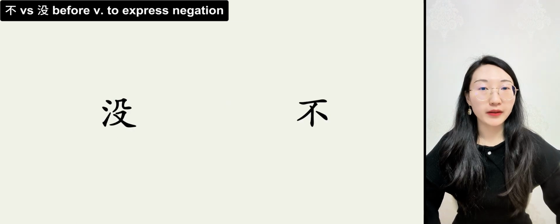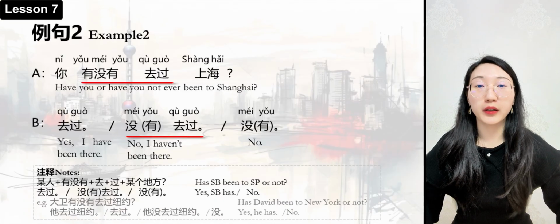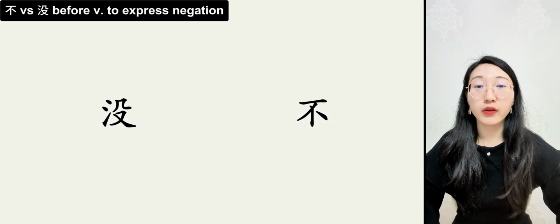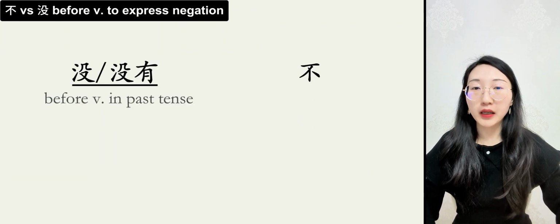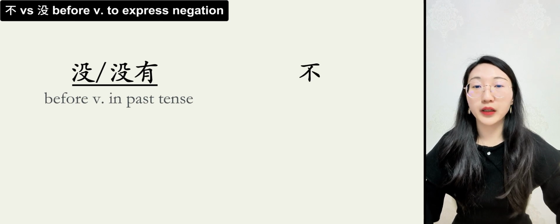And here's a little supplement. Since we have learned another adverb, 没, in class 7, which is also used before verbs to mean negation, it's important to know the difference between 没 and 不. So 没 or 没有 is only used before a verb in past tense to mean negation.